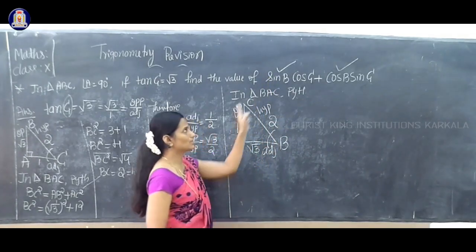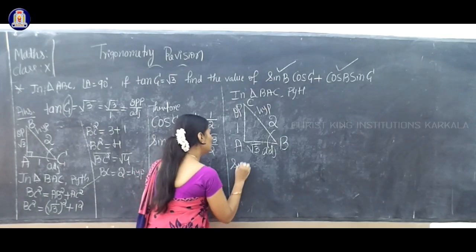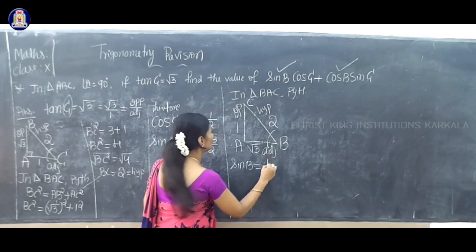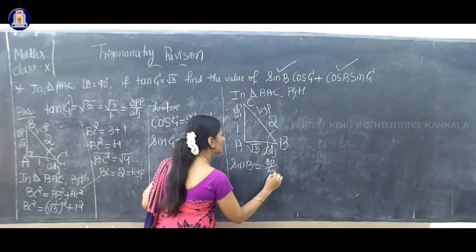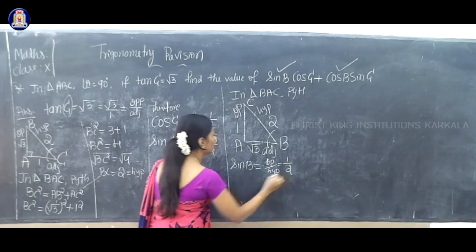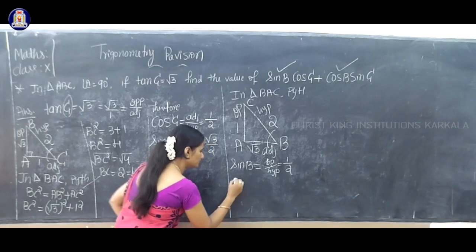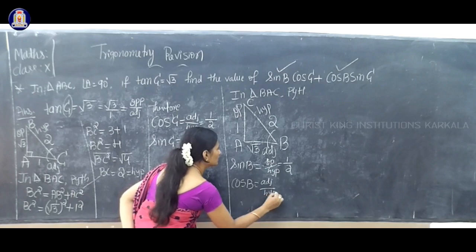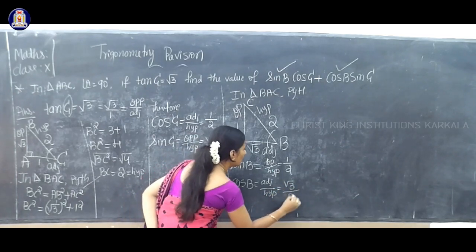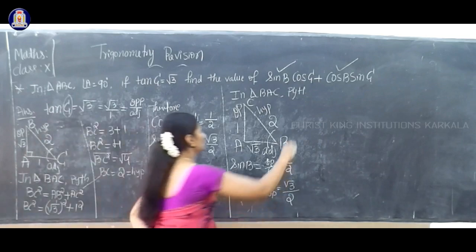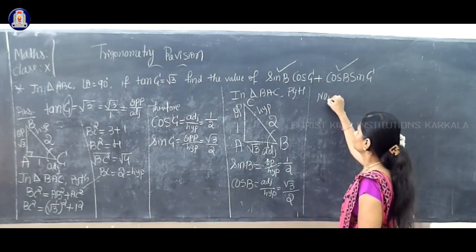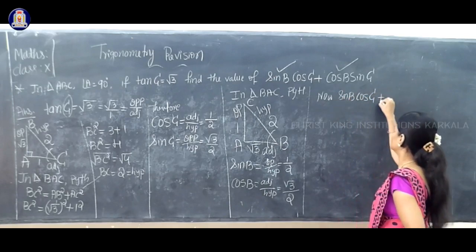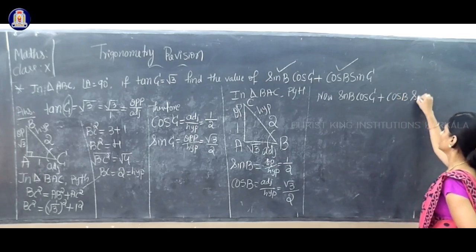So you can find sin B and cos B. Sin B is opposite side divided by hypotenuse, so sin B is equal to 1 divided by 2. Next I need cos B. Cos B is adjacent side divided by hypotenuse side. Adjacent side is root 3, hypotenuse side is 2. Now substitute here. So what do we find here? Sin B cos C plus cos B sin C, right?